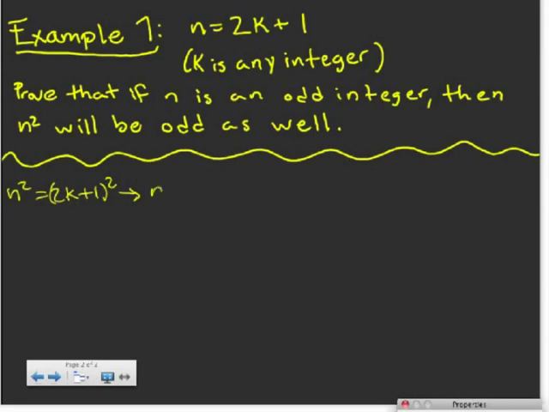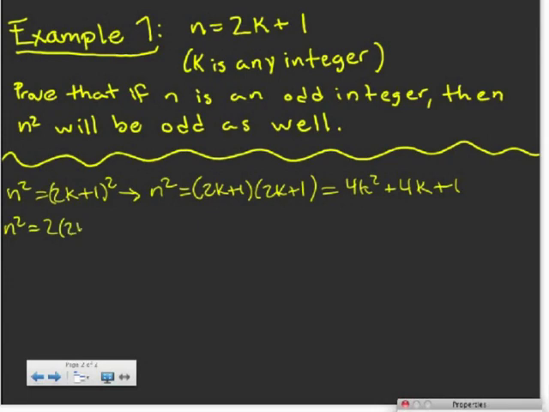And we can then rewrite that as n squared is equal to 2k plus 1 times 2k plus 1. And if you FOIL that out, then that is equal to 4k squared plus 4k plus 1. Now we can simplify that into n squared is equal to 2 times the quantity of 2k squared plus 2k plus 1. Now, if we look at this, we know that because k is an integer, this whole quantity right here will also be an integer.